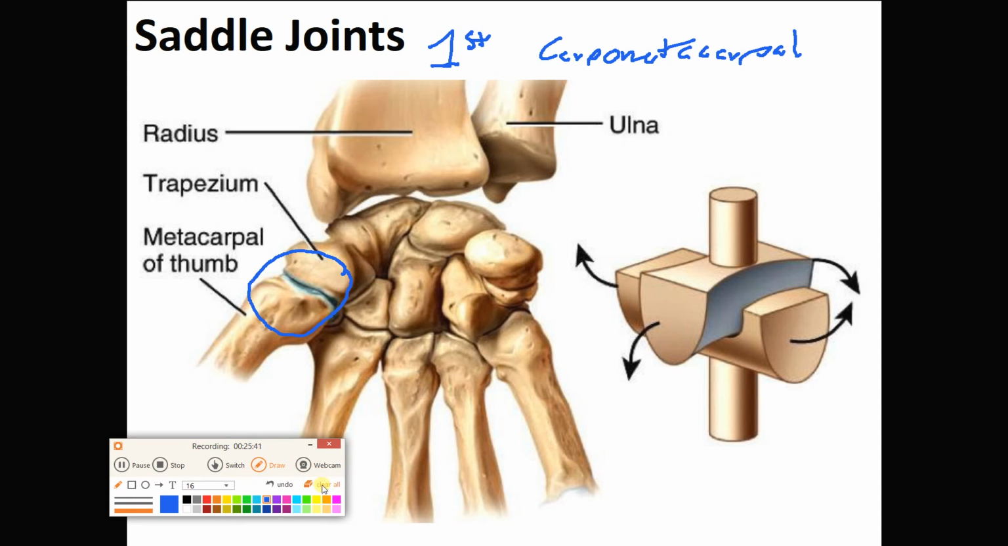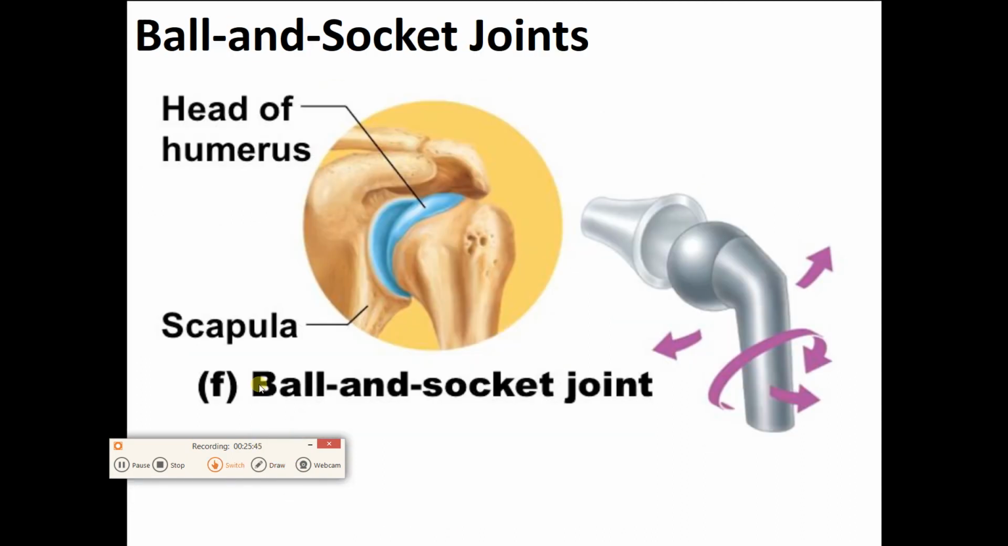All right, one more joint type, then we'll talk about some movements. Last but not least is the ball and socket. It's kind of self-explanatory. You have a rounded head, you have an indentation, ball and socket.